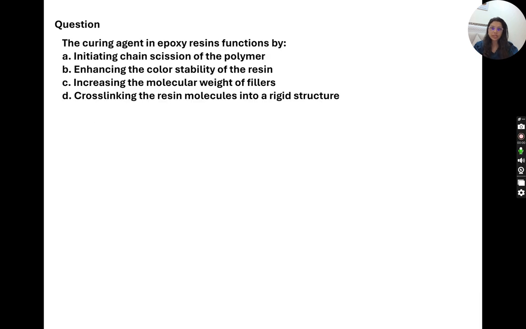So, the curing agent in epoxy resins functions by initiating chain scission of the polymer, enhancing the color stability, increasing the molecular weight, or cross-linking the resin molecules into a rigid structure. So, how can these curing agents function in epoxy resins?